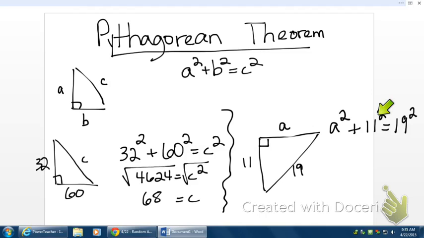Now, someone tell me what 11 squared and what 19 squared is. 11 squared is 121. 19 squared is 361. Yes, it is, 361. Oh, we have to subtract. Yeah, we have to subtract. Good.